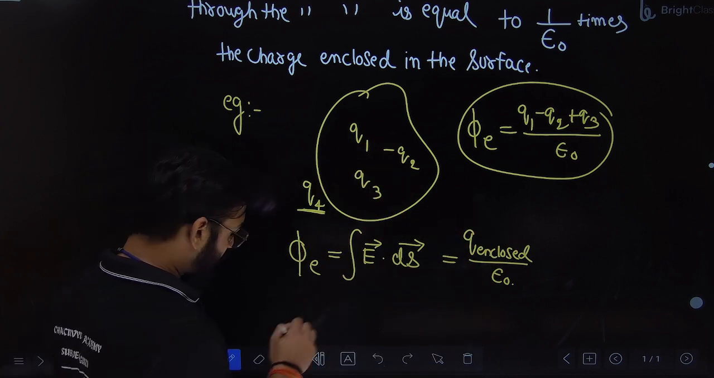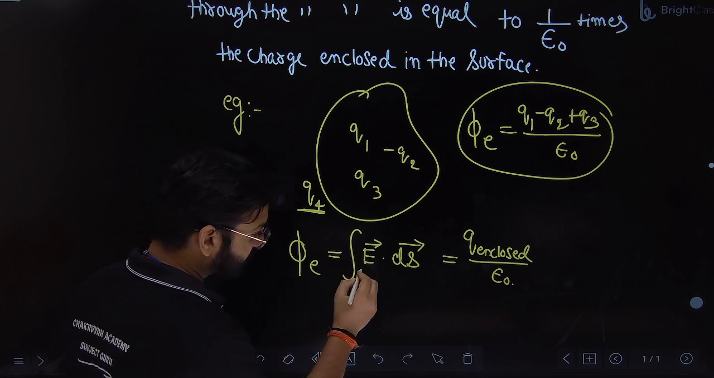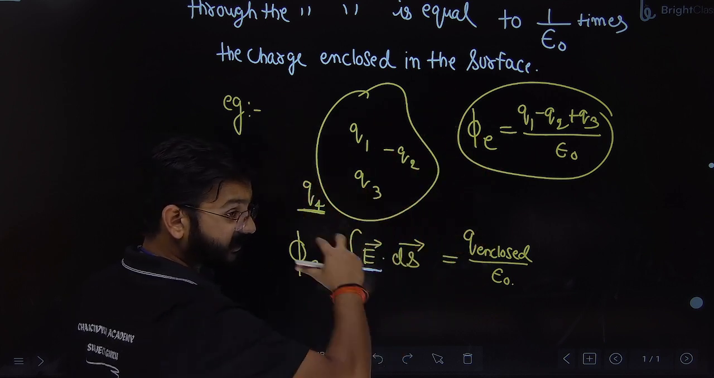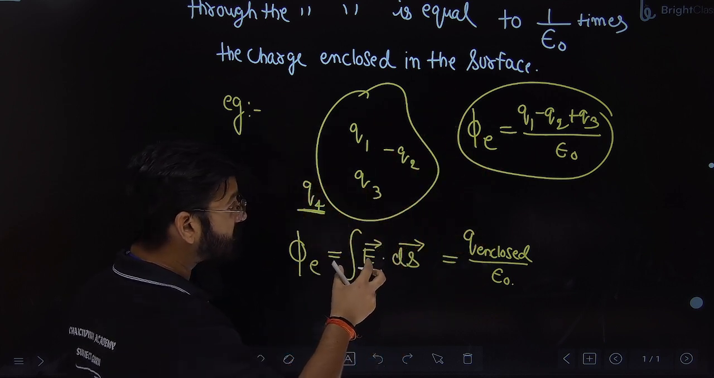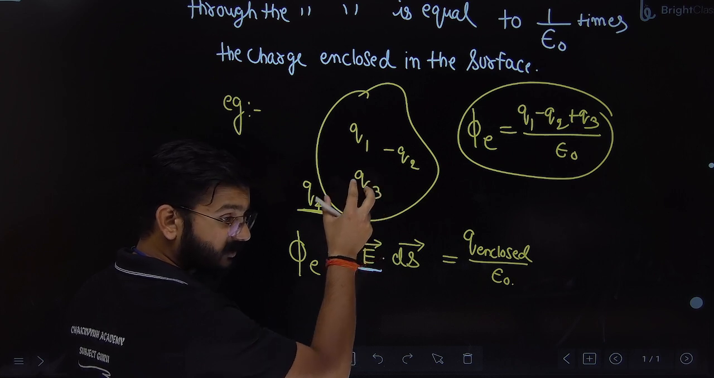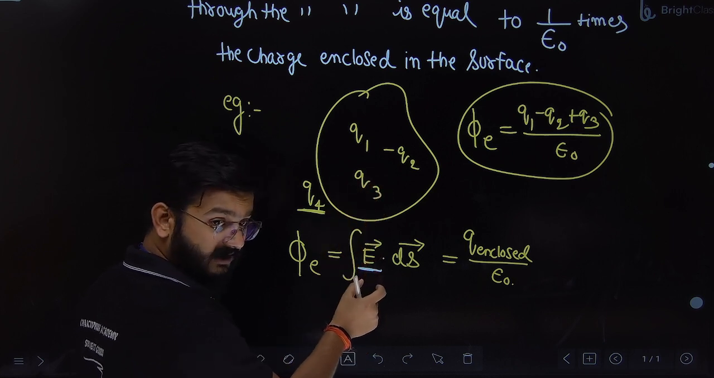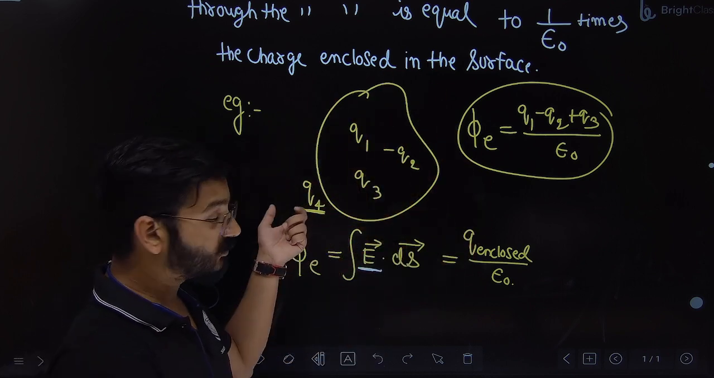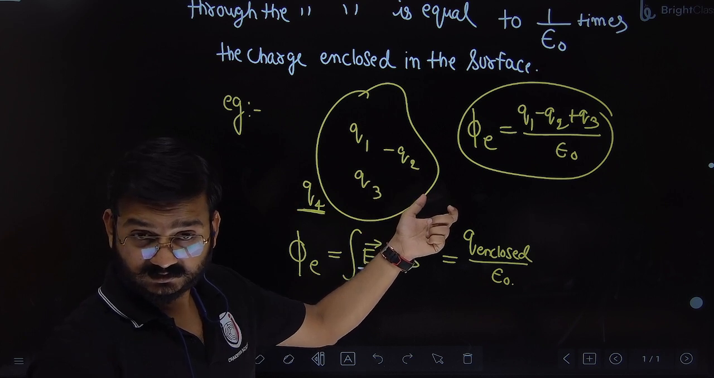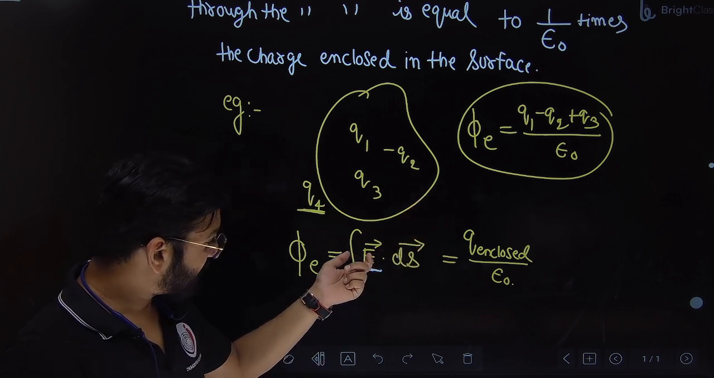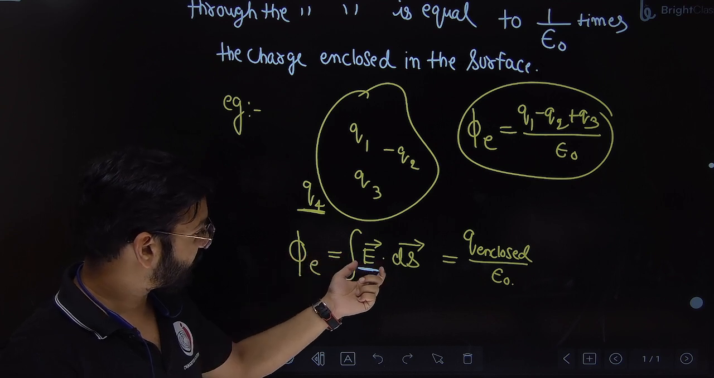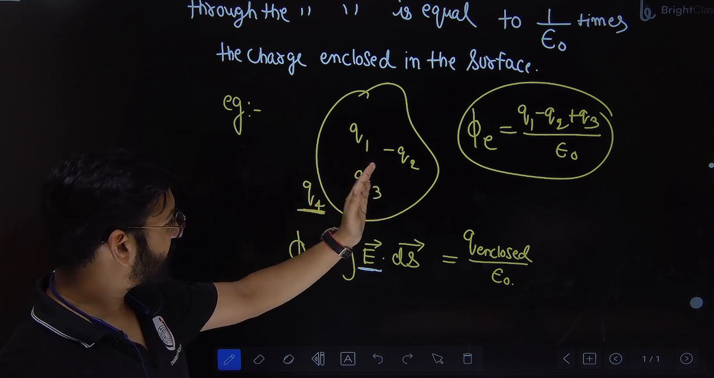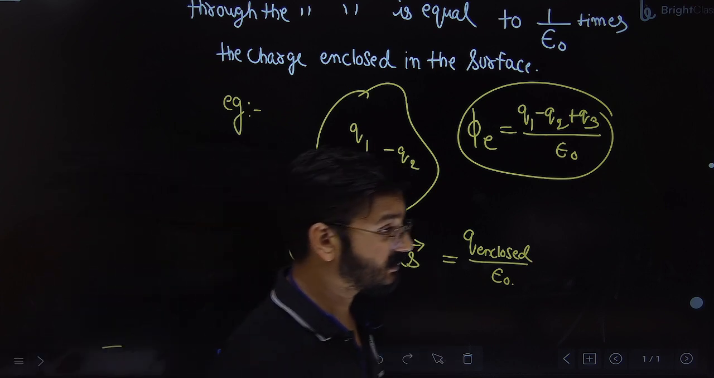Now, question what they ask. Question is, this electric field is due to all the charges or due to the charge only inside? So the answer is this electric field is the net electric field due to all the charges, whether it is the charge outside or inside. So the statement is this electric field, which is used in the formula for electric flux, is due to all the charges which are inside the surface as well as surrounding the surface. So make a note of that statement.